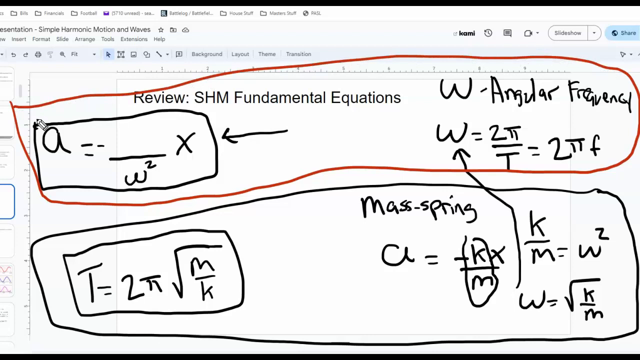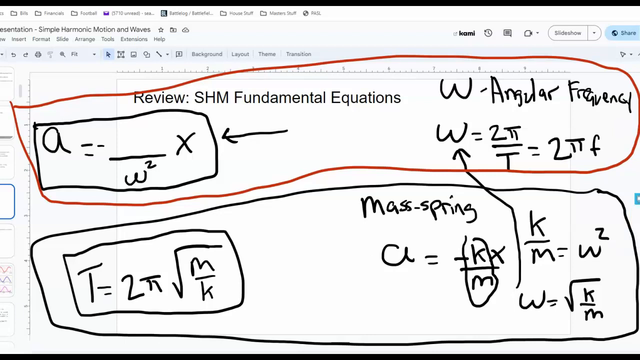Make sure you distinguish between the general aspects of simple harmonic motion and the specific examples of simple harmonic motion. As far as specific examples go, we're only going to look at two. One is going to be the mass on the spring, and the other is going to be a simple pendulum. Make sure you have that down in your notes, and let's go to the next slide.